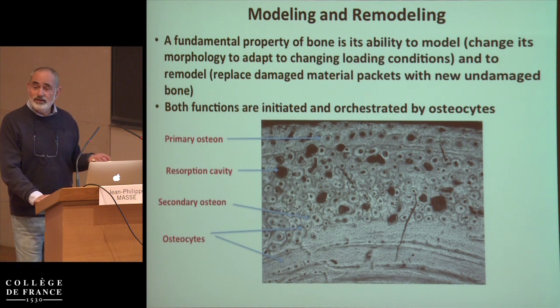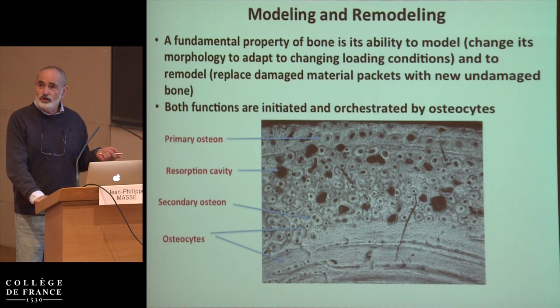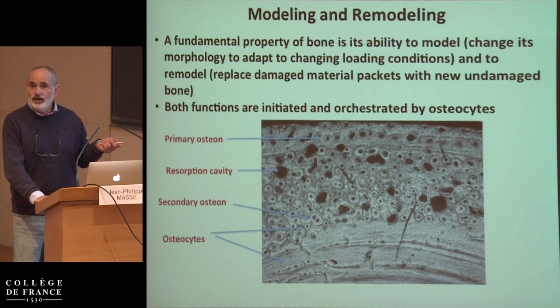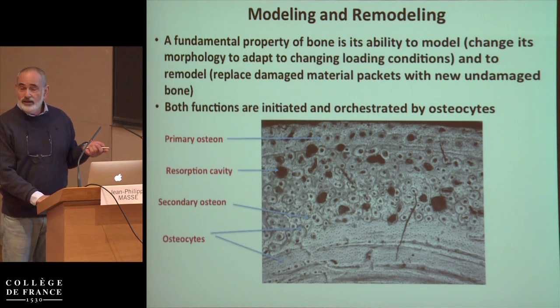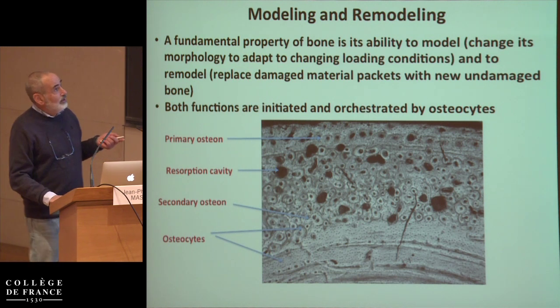Modeling implies the ability of bone to change its external shape, its morphology, in response to different needs. So a tennis player, say somebody who didn't play tennis and starts to play a lot of tennis, the bones of his arm or her arm will thicken considerably, and vice versa.